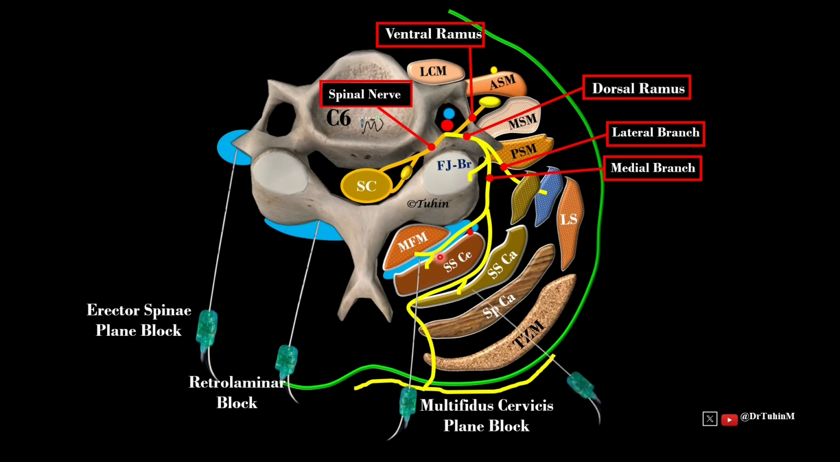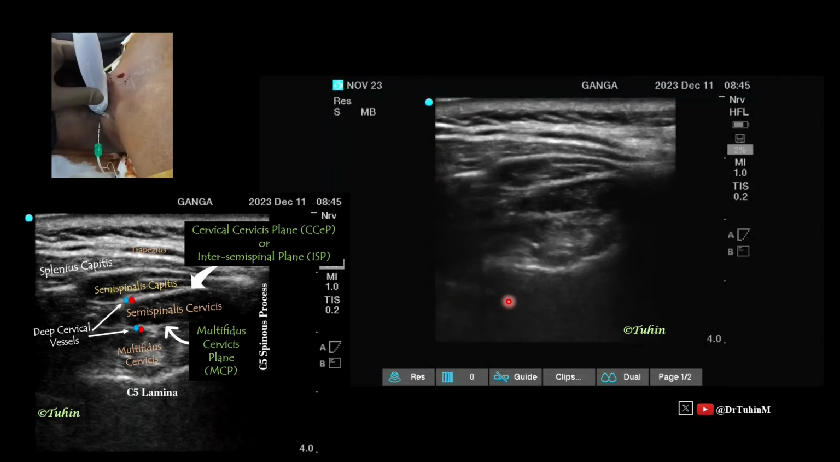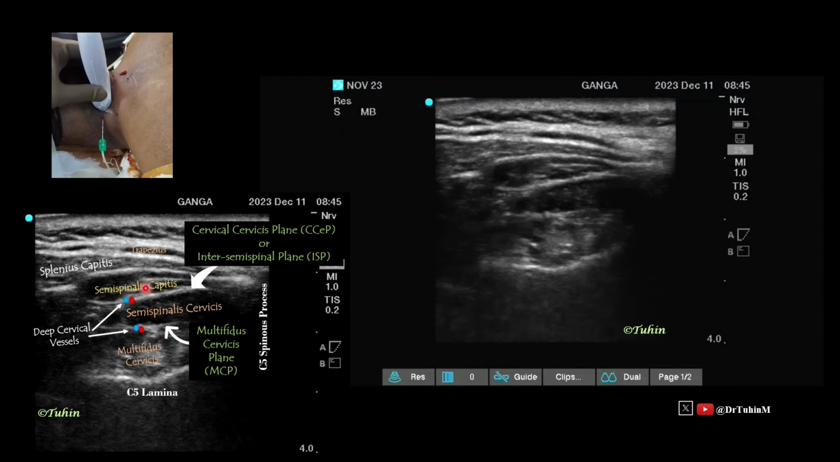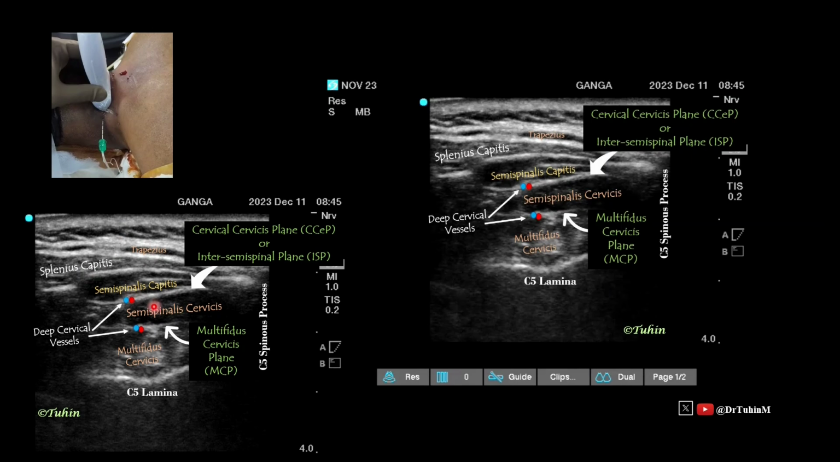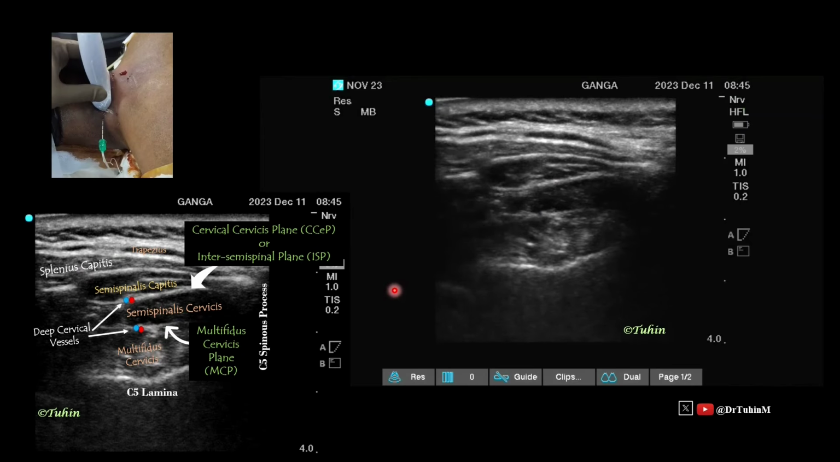What we are practicing now is the inter-semispinal plane block. The drug is deposited between the semispinalis cervicis and the semispinalis capitis above. In this plane, the nerve travels and then becomes superficial and supplies the skin. As you can see in the video here, first we have to identify the five layers of muscle from superficial to deep: trapezius, splenius capitis, semispinalis capitis, semispinalis cervicis, and the multifidus. So our target area is between the semispinalis capitis and the cervicis.